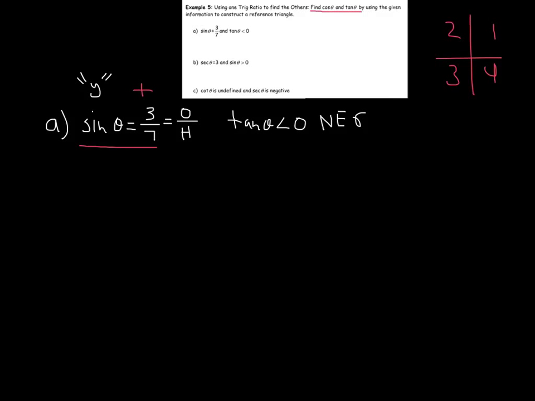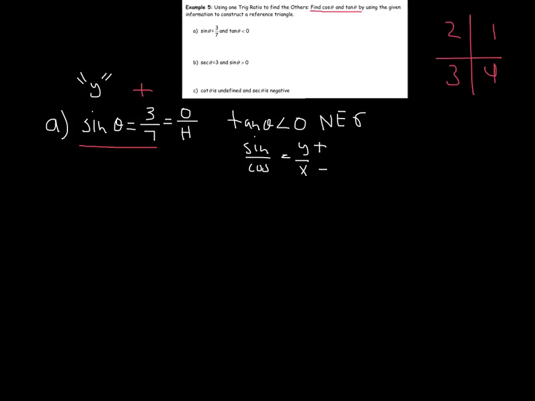Now, that means that, once again, if the tangent is sine over cosine or y over x, how could it be negative if it's in the first quadrant? In the first quadrant, everything is positive. So it's going to be in the second quadrant, all right? Second quadrant has a positive y and a negative x because you have to go left to get there.